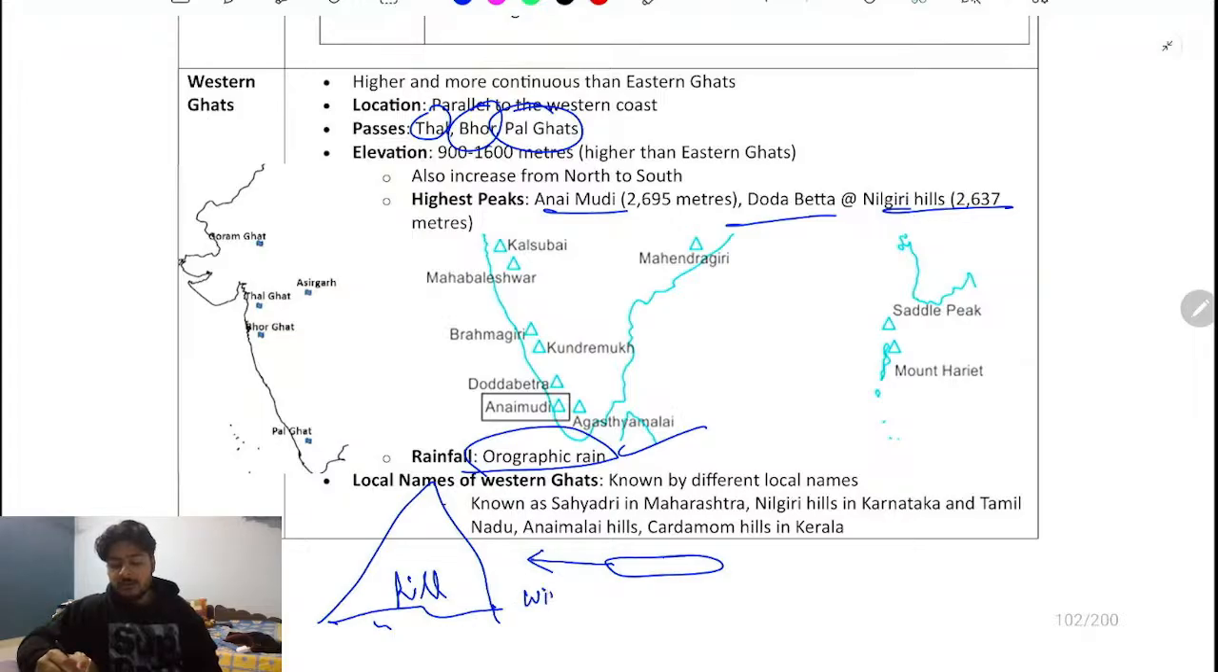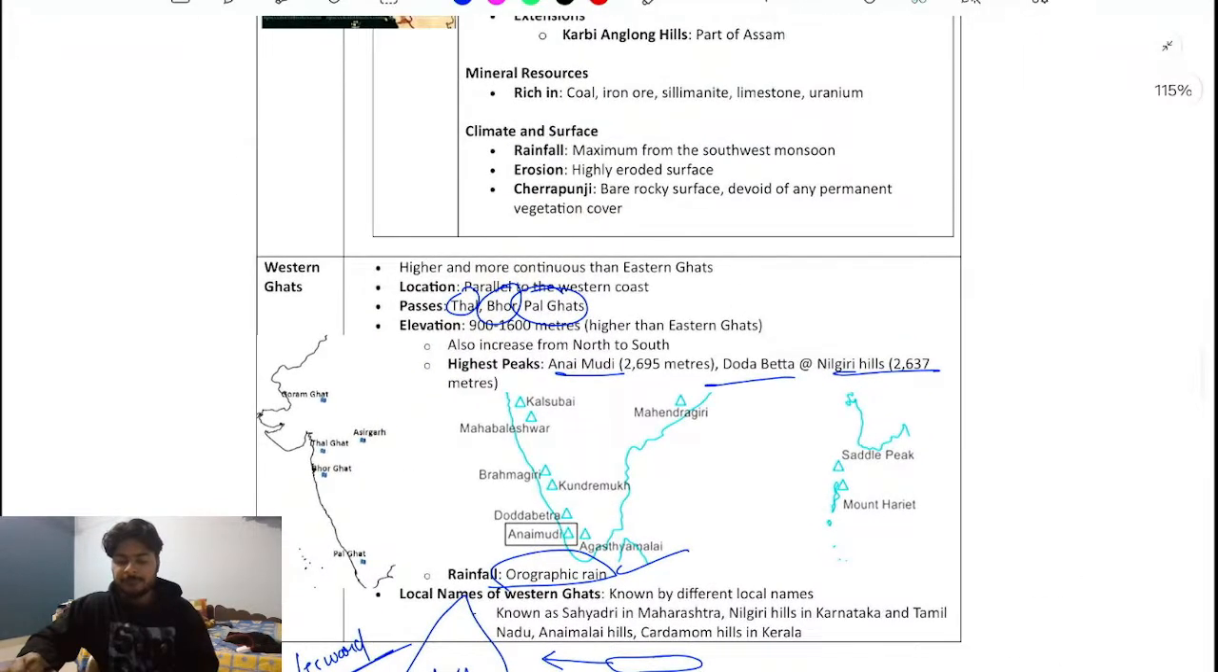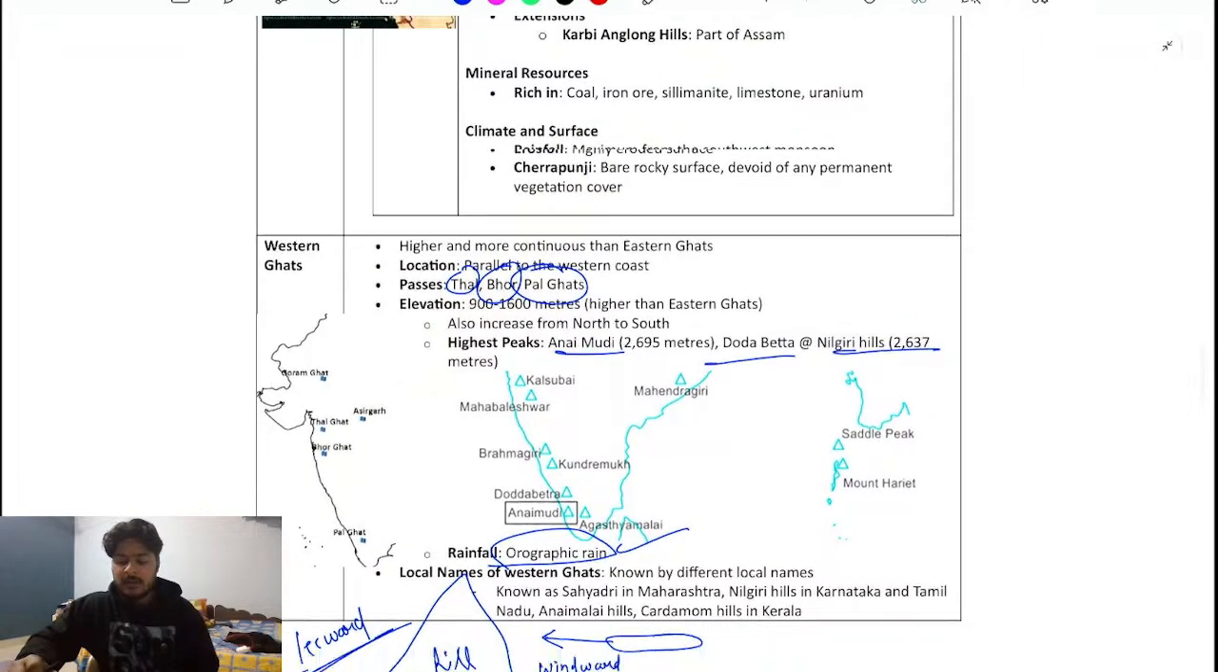This is known as the windward direction, and this is known as the leeward direction. So windward and leeward, these are the two directions. Clear? Windward and leeward directions. Done.